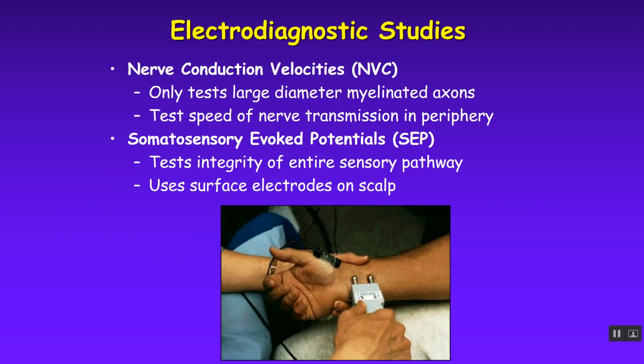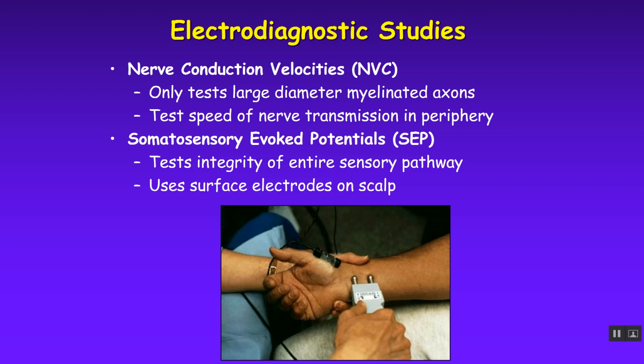So, some studies that we don't do that we might send our patient for, or the patient may come to us with, are things like nerve conduction velocity studies. So this is where they're actually testing how quickly and how intact that nerve is, how well or fast it's propagating action potentials. It only tests the largest diameter myelinated axons.